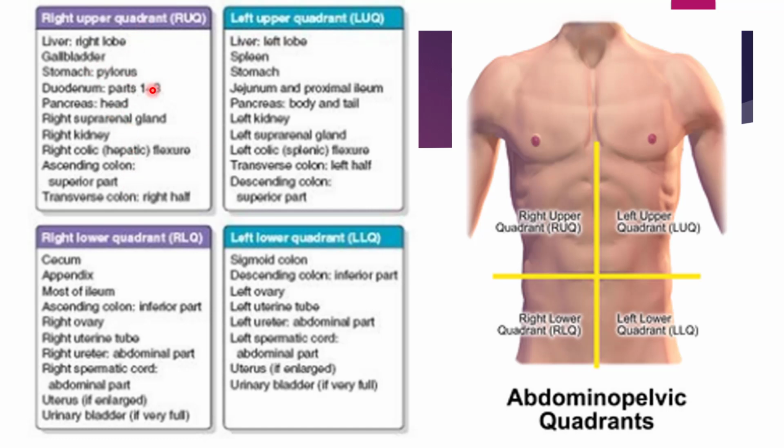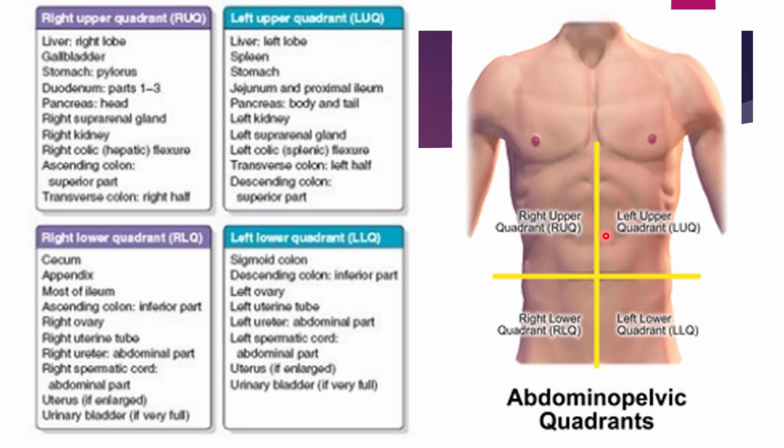In the right upper quadrant, there is the right lobe of the liver, the gallbladder, the pylorus of the stomach, the first, second and third parts of the duodenum, the head of the pancreas, the right suprarenal gland, the right kidney, then the right colic flexure, the ascending colon, and the superior part of the right half of the transverse colon also.